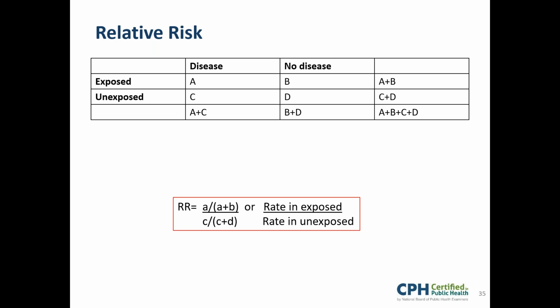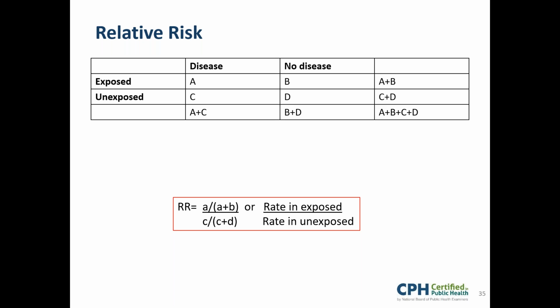Okay, next. So when we're trying to calculate a relative risk using our 2x2 table, we're going to take everyone who was exposed and has the disease, so that's cell A, and we're going to calculate the rate of exposure by dividing A over everyone who was exposed, so A plus B. Additionally, for our denominator, we're going to take C and divide it by C plus D to get the rate in unexposed. Using the rate in the exposed and the rate in the unexposed, this is how we calculate our relative risk.